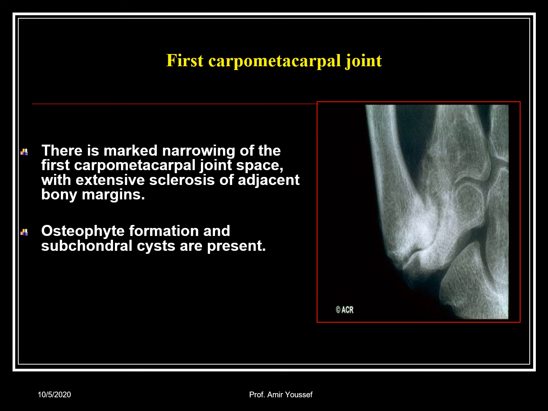First carpometacarpal joint: there is a marked narrowing of the first carpometacarpal joint space here with extensive sclerosis of adjacent bony margins. There, sclerosis. Osteophytic formation and subchondral cysts are present.